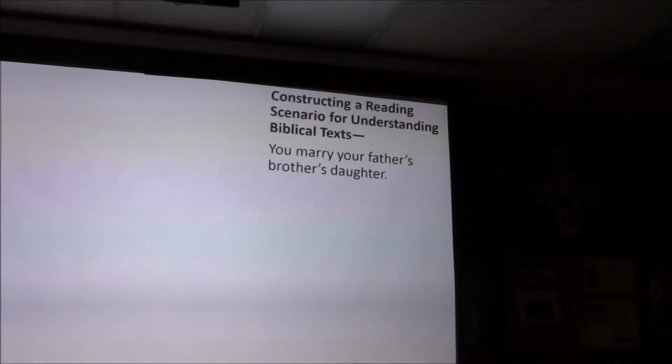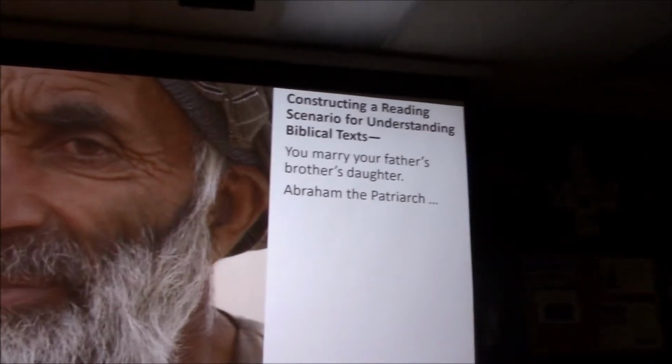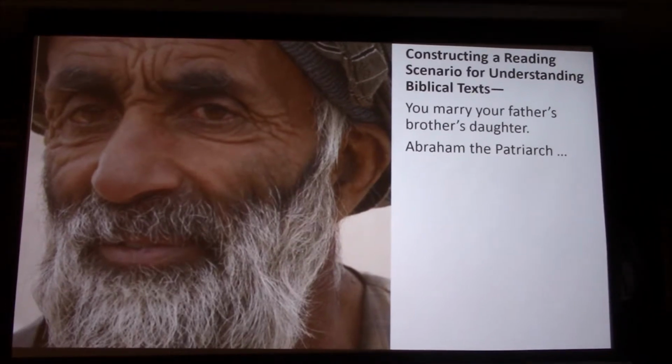In the Bible, in the world of the Middle East, in the world of the Mediterranean in ancient times, if you're a man, you marry your father's brother's daughter. So let's take Abraham the patriarch. What we really want to do, we don't want to go to Genesis so much today. We want to be in Matthew.